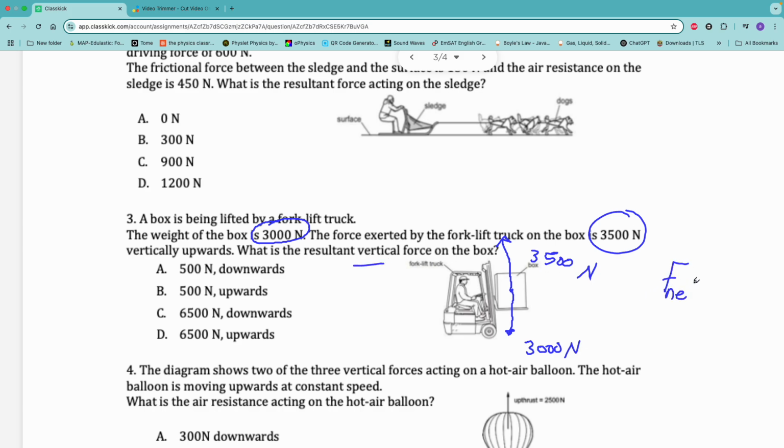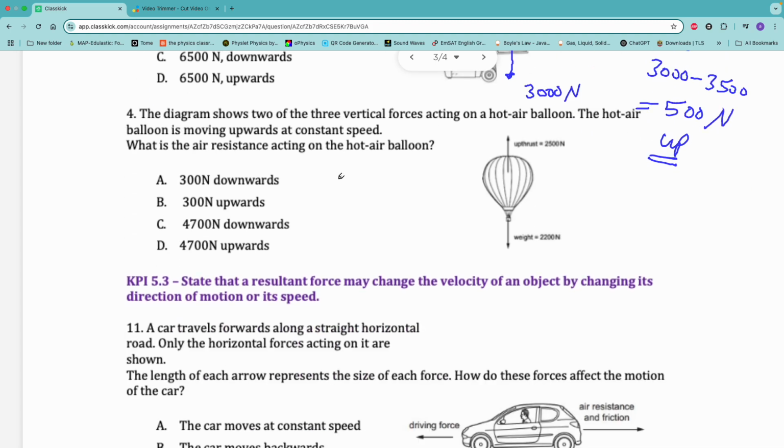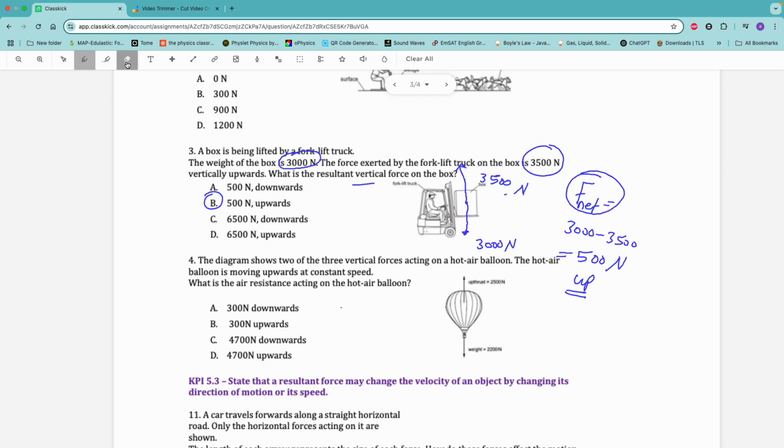So the resultant force, which is the net force: obviously these two forces are in two opposite directions, so we are going to subtract 3,500 minus 3,000. It gives 500 Newton. What is the direction of the force? It is upward. Why did we decide it's upward? Because the upward force is greater than the downward force, so the net force always takes the direction of the greatest force. It's B. Next, same situation, but different scenario.